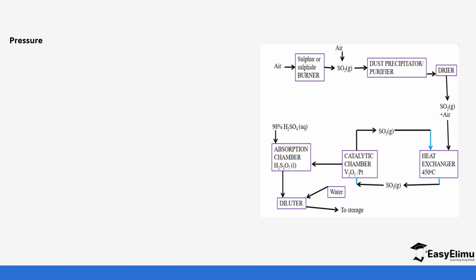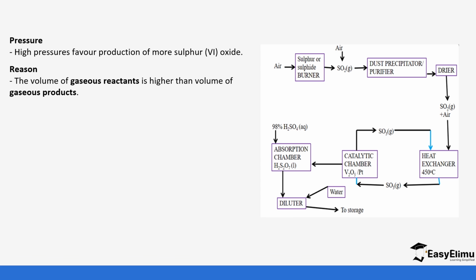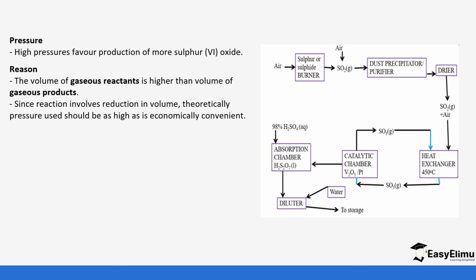Another condition is pressure. High pressures usually favor production of sulfur 6 oxide. This is because the volume of gaseous reactants is higher than the volume of the gaseous products. So increasing the pressure will enable the forward reaction to occur better, since this involves a reduction in volume. So the pressure used should be high enough to give economic convenience.